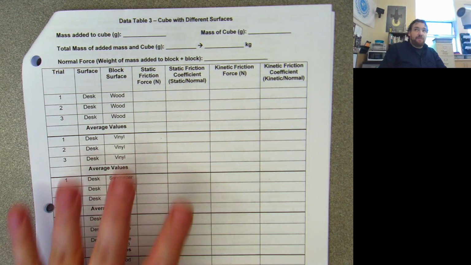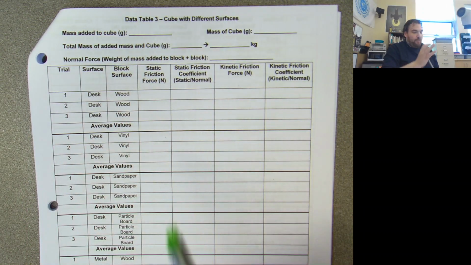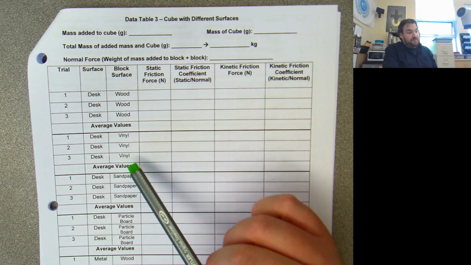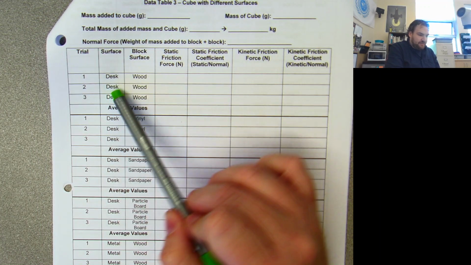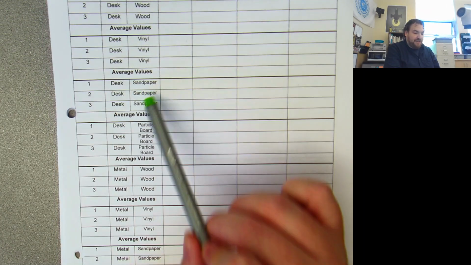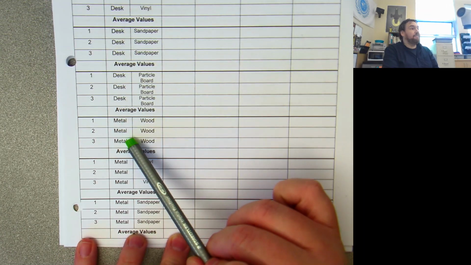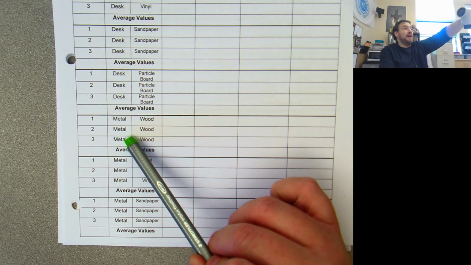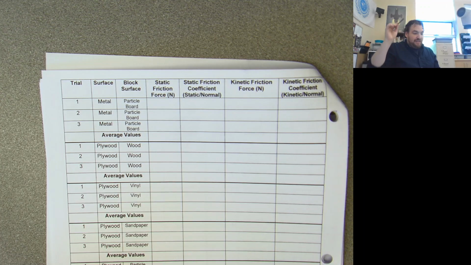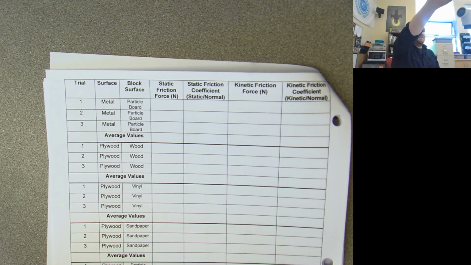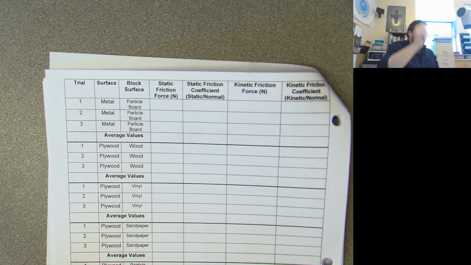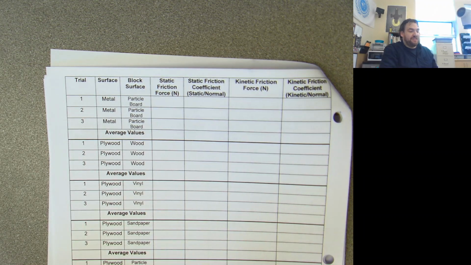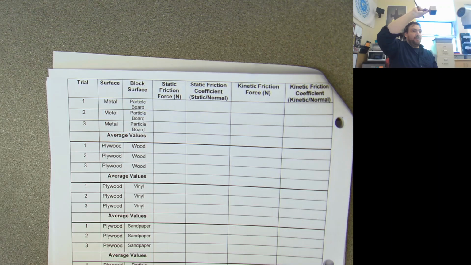What you're going to do on this page is pull those different surfaces 3 times each across your desk: wood, vinyl, sandpaper, particle board. Then you're going to do metal. You're going to move to that metal sheet over on that dark brown table there. Then you're going to do the same thing on the plywood, which is the big, tall table over there next to where it says 8 and 9 on my whiteboard. That's the plywood station, and you're going to do the same thing with each one of these.